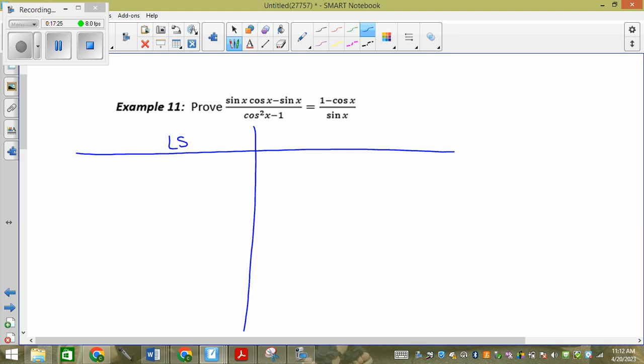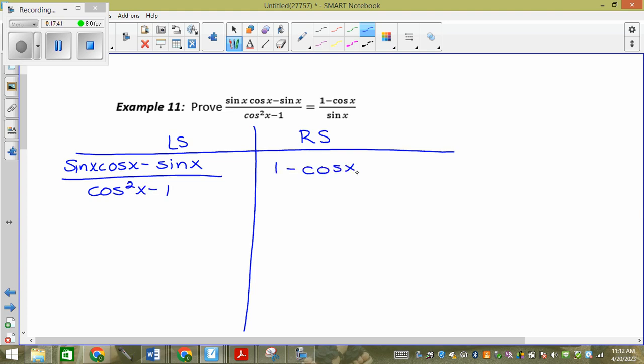LS, RS. Rewrite. Stop yourself from immediately seeing that I can take a sine x out and writing it that way. You have to stop yourself. You have to rewrite the whole thing. That is your very first step. Once you start solving these, you'll want to immediately try and take a sine x out in your very first step, but you cannot do that. You have to rewrite it.